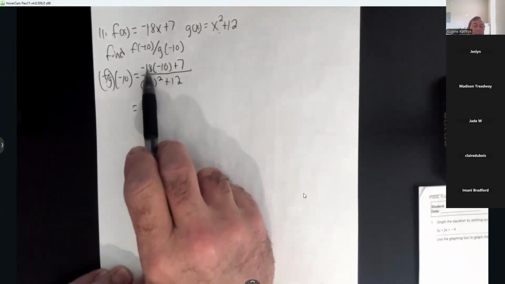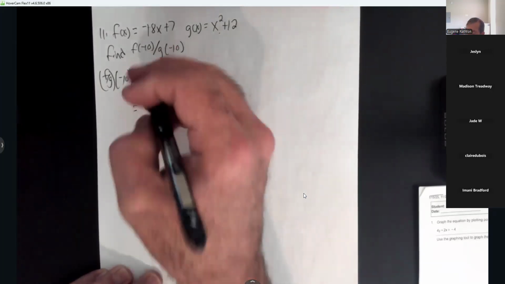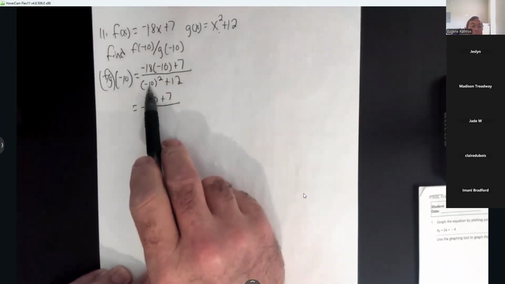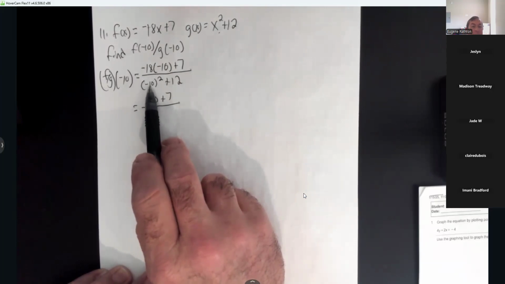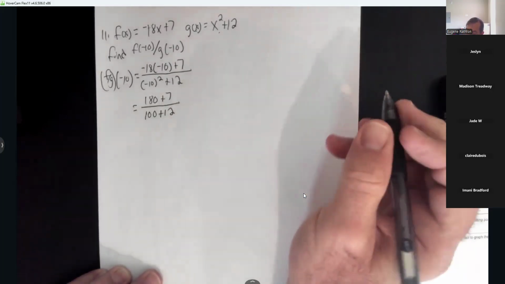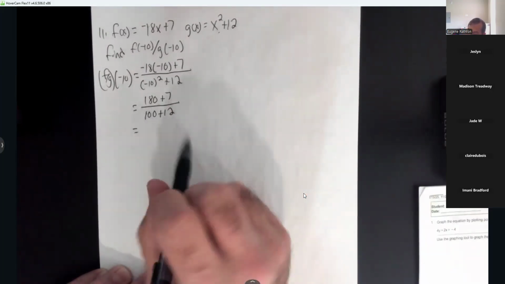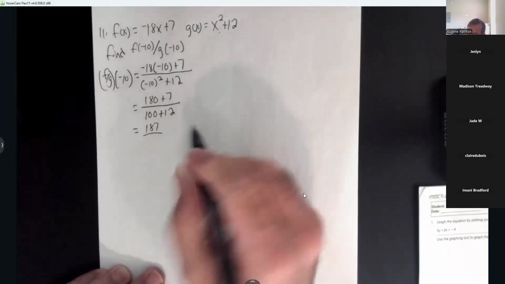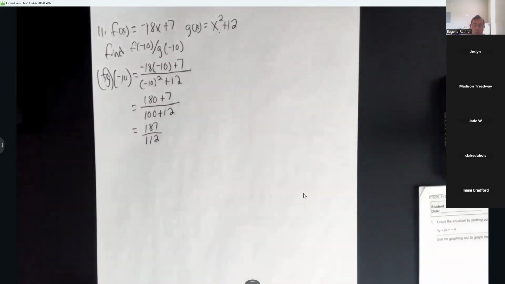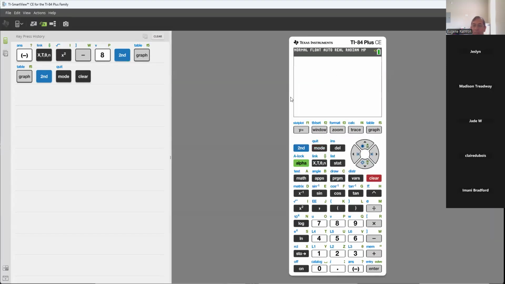All right, so at this point by hand, negative 18 and negative 10 give me a positive 180 plus my 7. On bottom, negative 10 squared, negative times negative is a positive 100 plus my 12. All right, let's see what I get. 180 plus 7 is 187. 100 plus 12 is 112. So look, this one's a little tricky to see if it simplifies. So let me show you a trick. I'm going to go to my calculator. I'm going to clear this off.